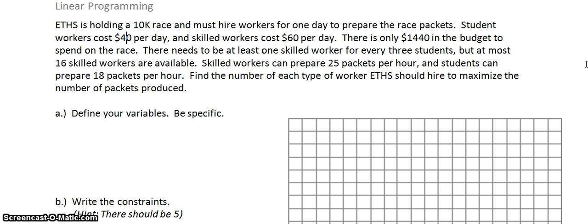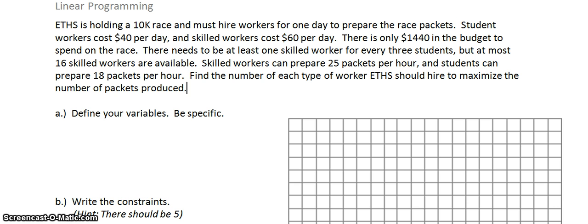Okay, so for our problem today, ETHS is holding a 10K race, and they must hire workers for 1 day to prepare the packets. Student workers cost $40 per day, and skilled workers cost $60 per day. So you can see how that would be a constraint there. You don't have unlimited money, so you can't make unlimited packets because you have to pay your workers. There's only $1,440 in the budget to spend on the race.